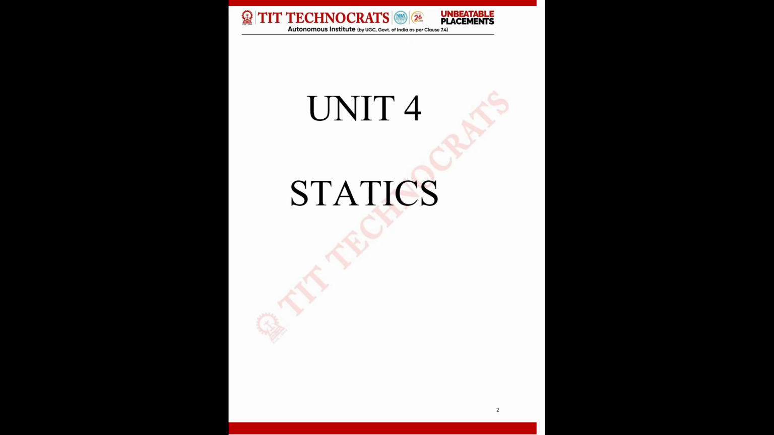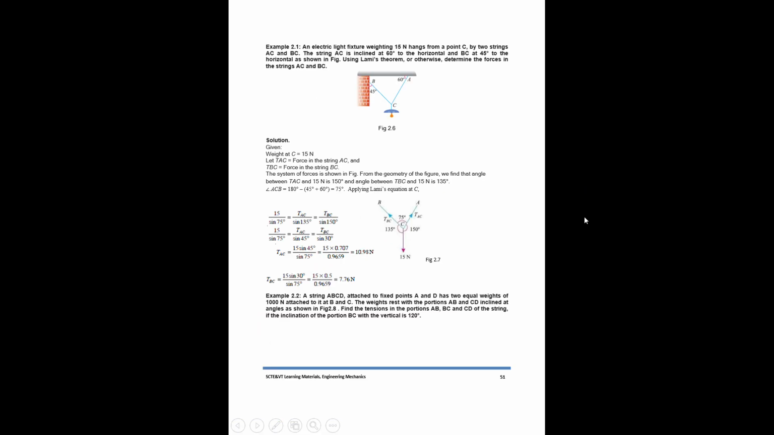Means F1 is proportional to k sine alpha, F2 is proportional to k sine beta, F3 is proportional to k sine gamma. Then k equals F1 upon sine alpha equals F2 upon sine beta equals F3 upon sine gamma. Means by Lami's theorem, F1 upon sine alpha is equal to F2 upon sine beta and that is equal to F3 upon sine gamma. Then in this chapter we will take the application of some numericals on this Lami's theorem. Here is the first numerical.